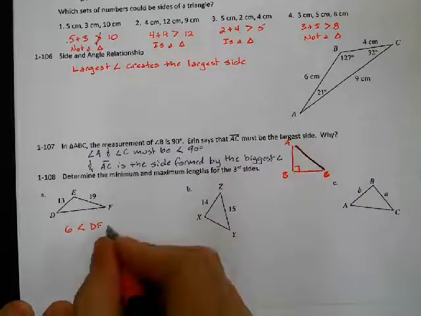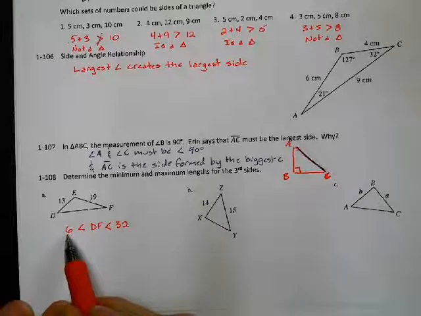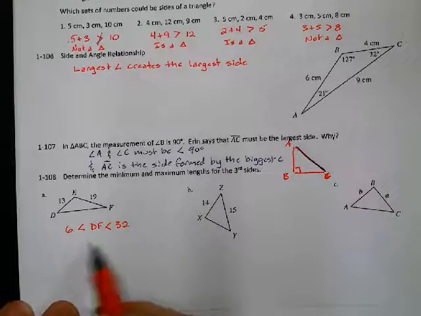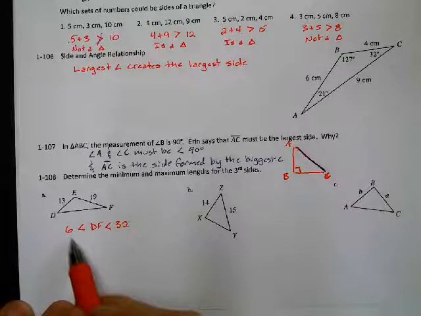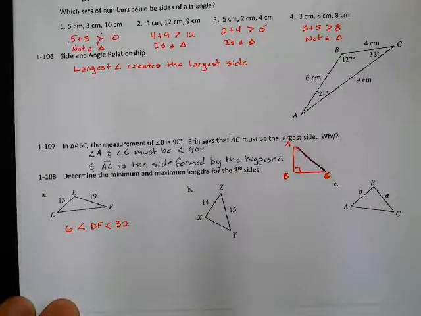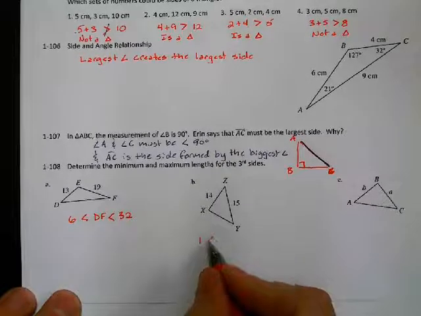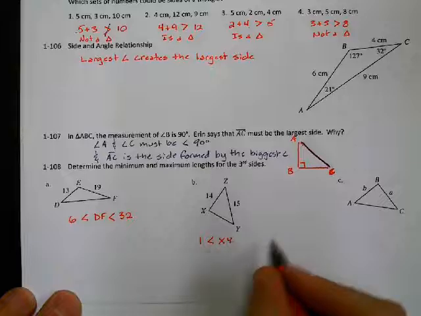So the minimum value is 6. It can't actually be 6. It has to be bigger than 6. And then it has to be smaller than 32. So DF has to be between 6 and 32. Same thing for this one. Subtract them. We get 1. XY has to be bigger than 1. And then add them, and I get 29.